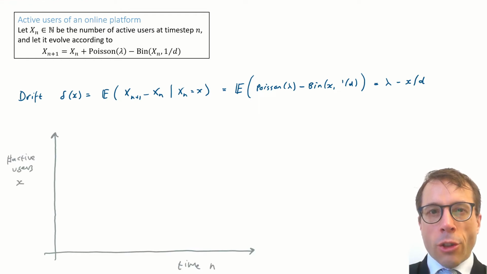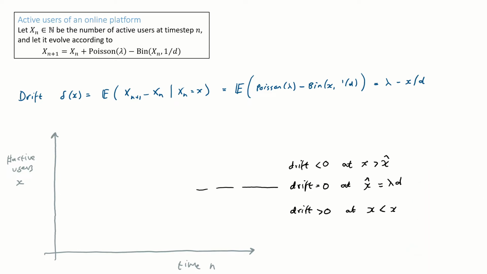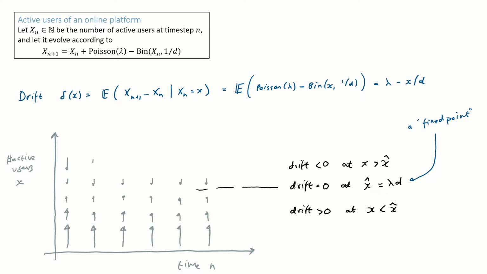Next, I'm going to sketch a diagram called the drift diagram. This has time n on the horizontal axis and current state x on the vertical axis. And I want to mark on this diagram what the drift is at every possible state x. So first I'll figure out the x value at which drift is 0. Well, let's call it x hat. For this drift formula here, x hat is lambda times d. Any x larger than this, we have negative drift, and any x smaller than this, we have positive drift. And I'm going to draw on arrows pointing in the direction of drift. I'll just repeat the arrows at all time steps n.